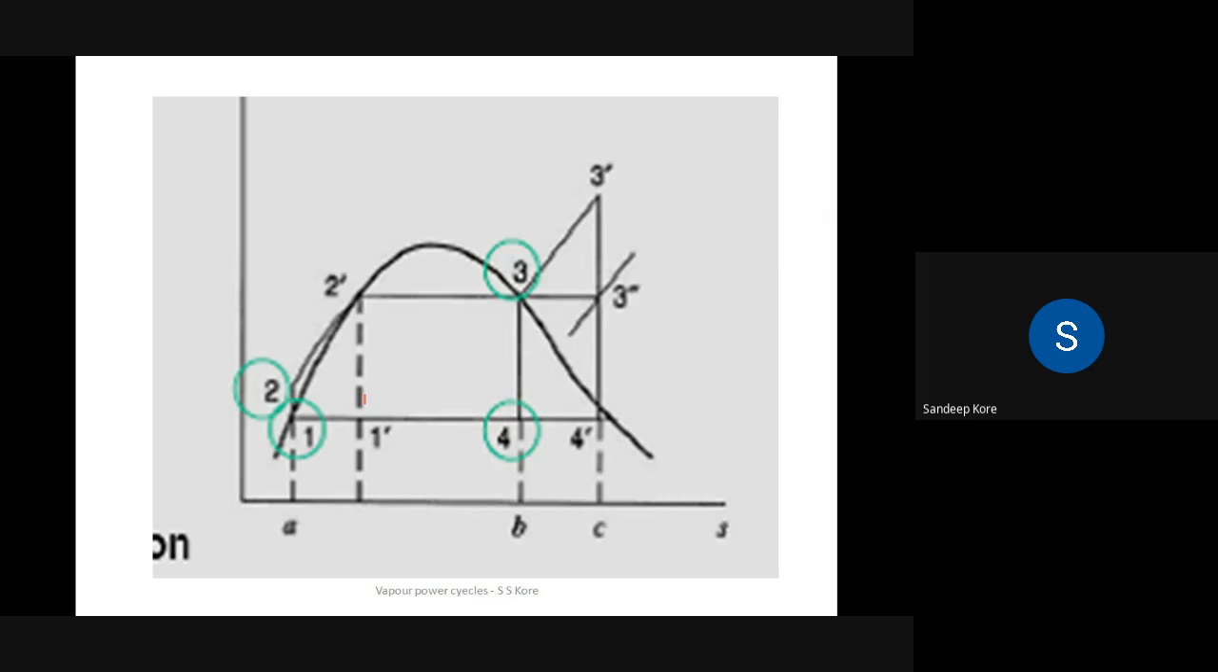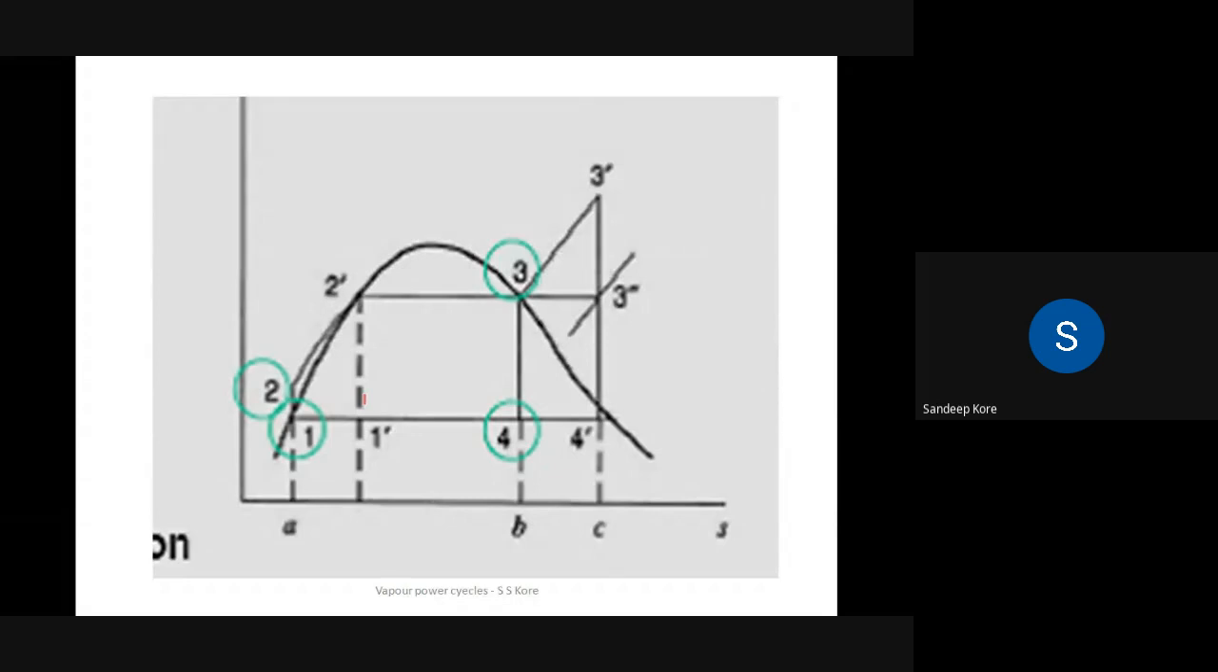So shall I ask a few questions to you? Heat supplied. What is the heat supplied to the boiler? How can we write it? Sir, H2 minus H3. But instead of that, it is H3 minus H2, right? State 3 is higher. After heat supply, the enthalpy increases. So H3 minus H2 is the heat supplied. Okay, that is correct.